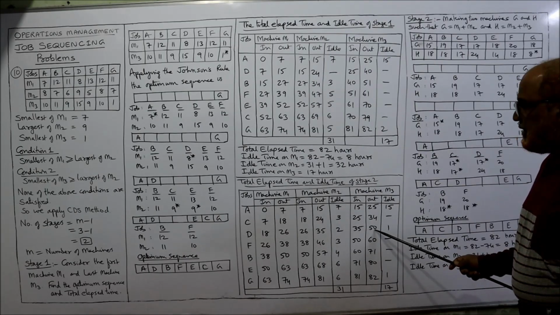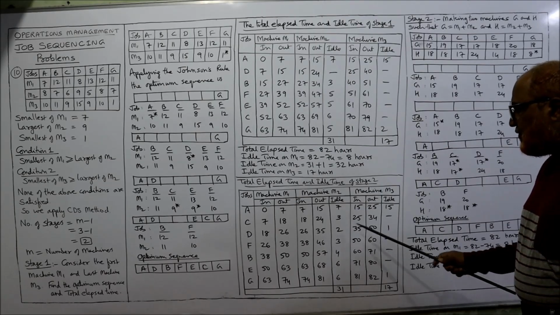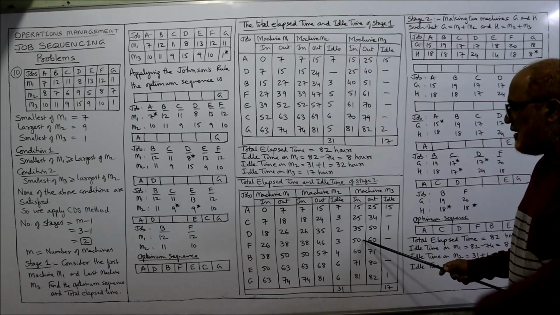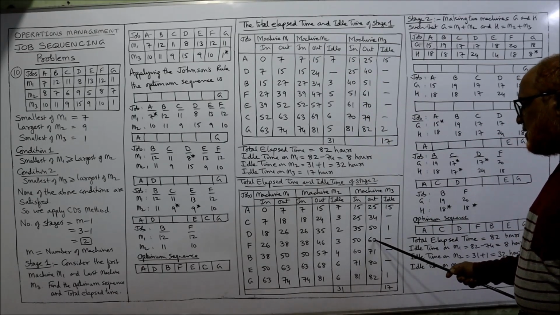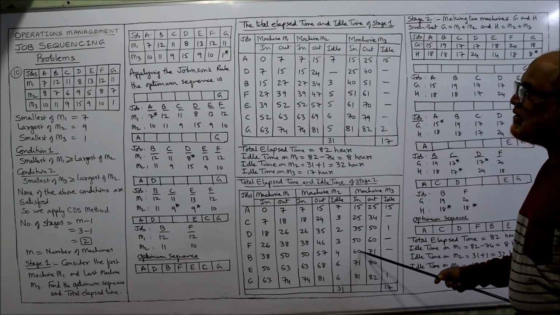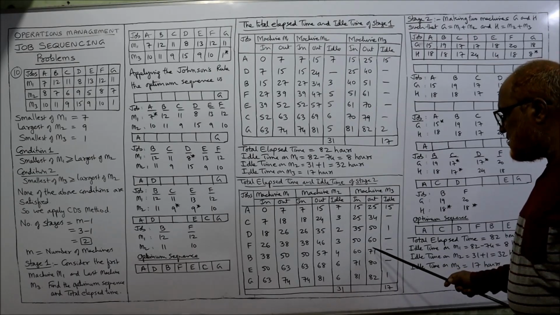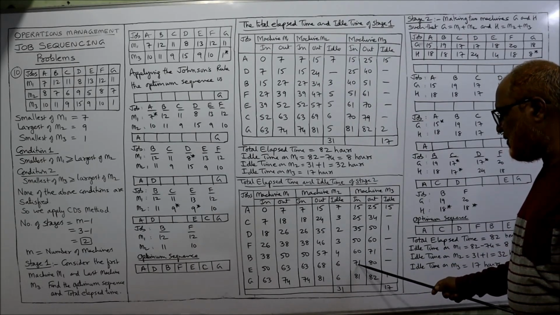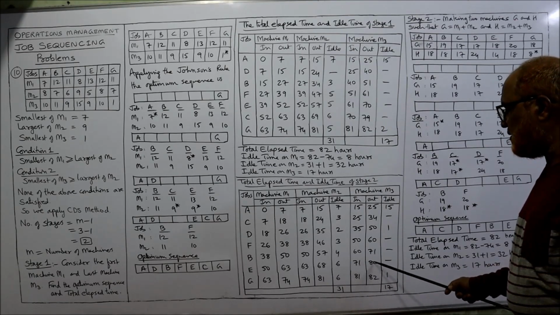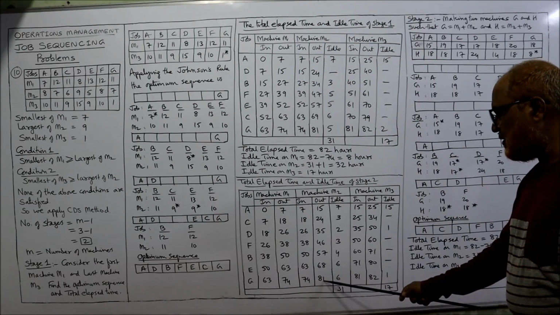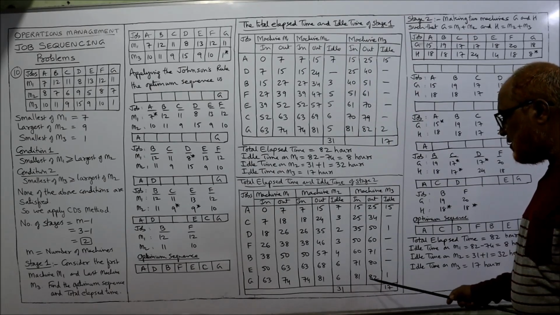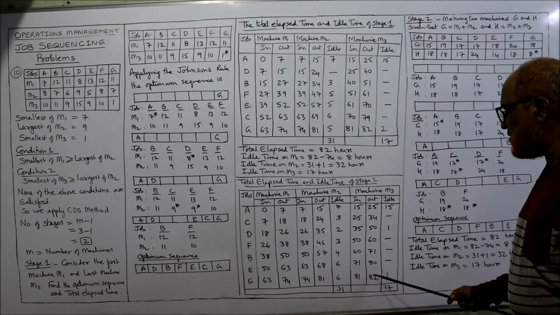And DM3, 15. 35 plus 15, 50. 50 or 46, whichever is higher, 50. No idle time. FM3, 10. 50 plus 10, 60. Now 60 or 57, whichever is higher, 60 is higher. No idle time. BM3, 11. 60 plus 11, 71. 71 or 68, whichever is higher, 71. No idle time. What is EM3? 9. 71 plus 9, 80. 80 or 81, whichever is higher, 81 is higher. So there is idle time 1 hour. 81 minus 80, 1 hour. What is GM3? 1. So 81 plus 1, 82.